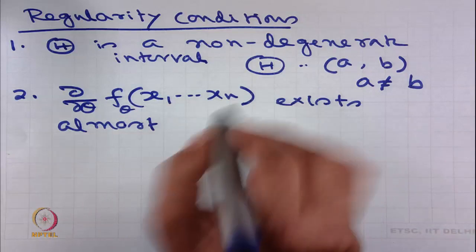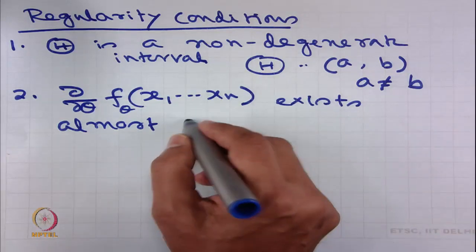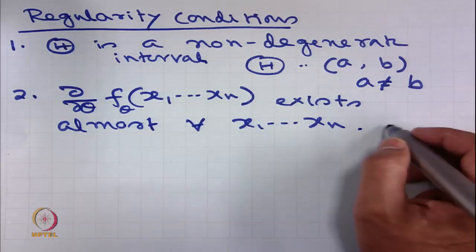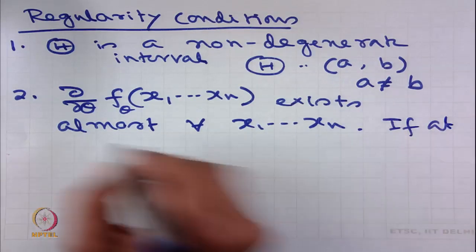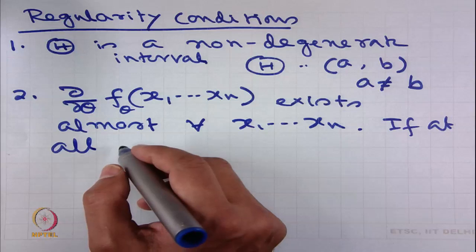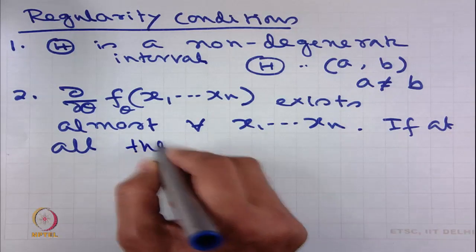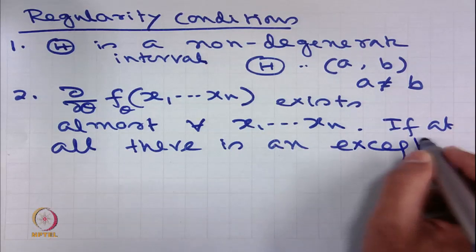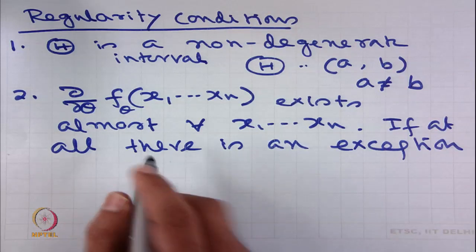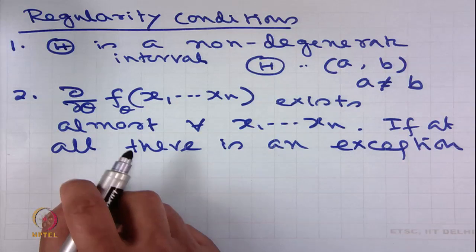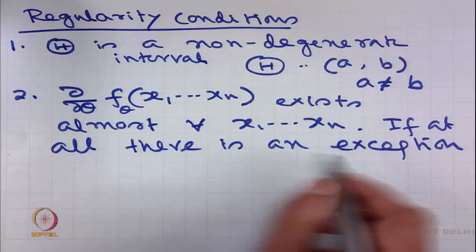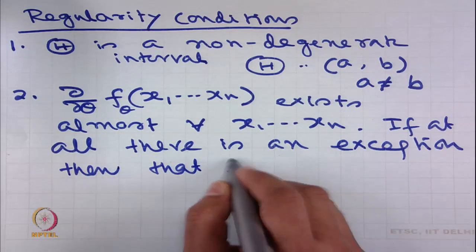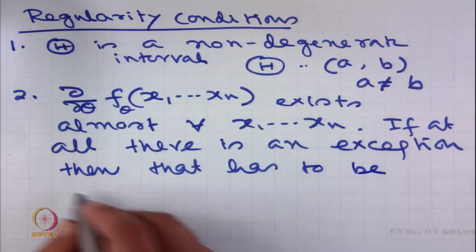The derivative of the likelihood function exists almost for all x1, x2, xn. If at all there is an exception, that means if it does not exist on some interval, if there exists such an interval, then that has to be independent of theta.